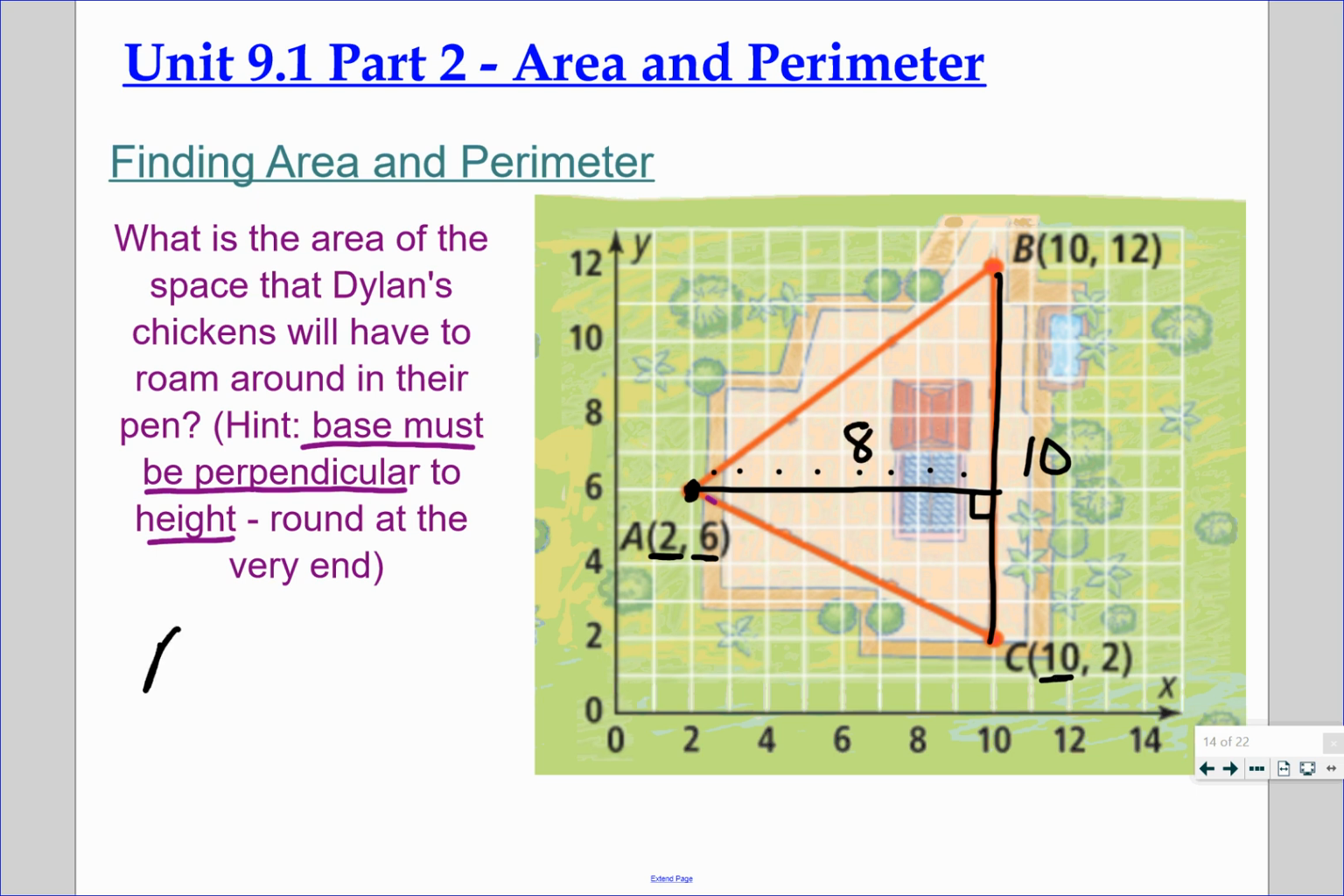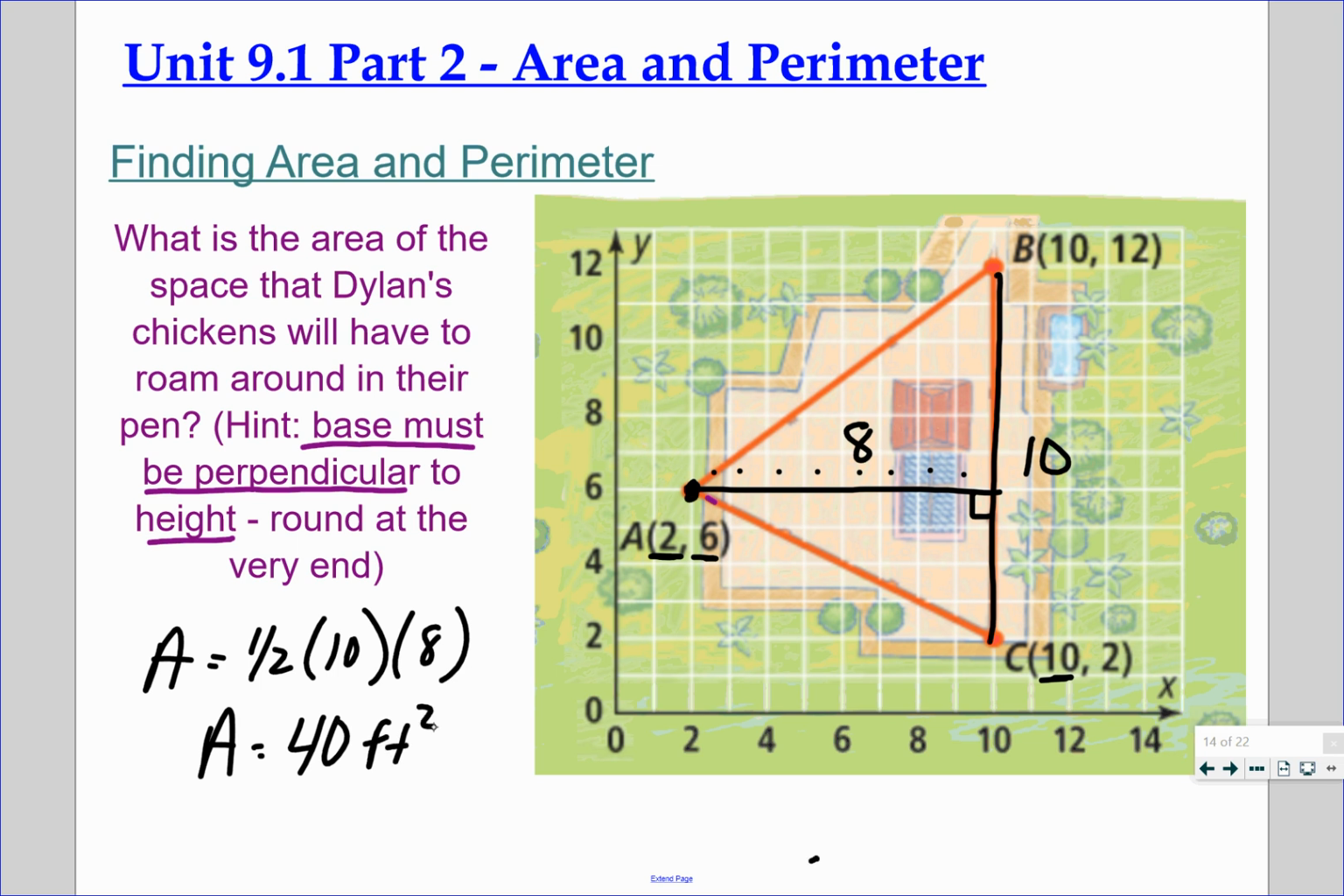So this time for our area, we would do 1/2 times our base of 10 times our height of 8. Even though our triangle is sideways, base and height are still perpendicular. So this time our chickens would have 40, and they told us that the dimensions were in feet, so 40 square feet of area to roam around in their pen.